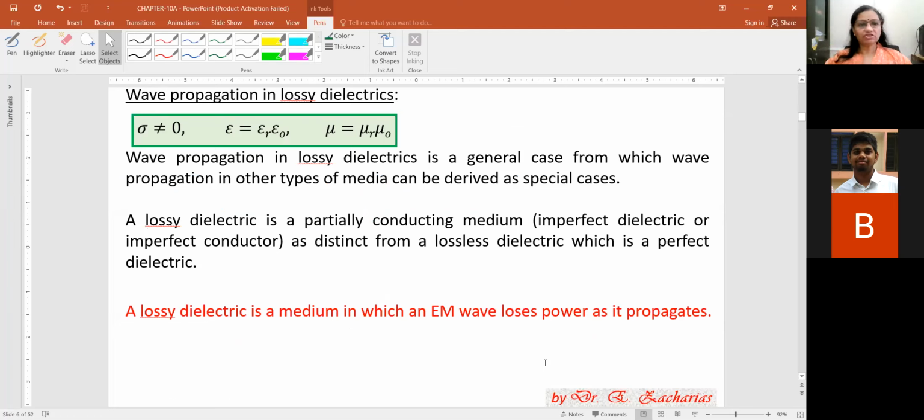So you can see sigma is not equal to 0, epsilon is not epsilon naught, mu is not mu naught. This is going to be the most general case for us, and using this we are going to derive the lossless and free space cases. As I told you, a lossy dielectric is a partially conducting medium. It is an imperfect dielectric and neither a good conductor. It is an imperfect conductor and an imperfect dielectric, but mostly dielectric, as distinct from a lossless dielectric, which is a perfect dielectric. A lossy dielectric is a medium in which the electromagnetic wave will lose energy, it will lose amplitude, or it will lose power.